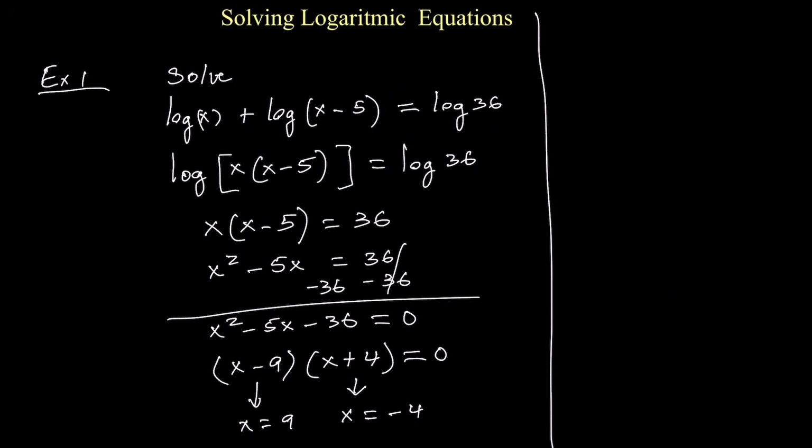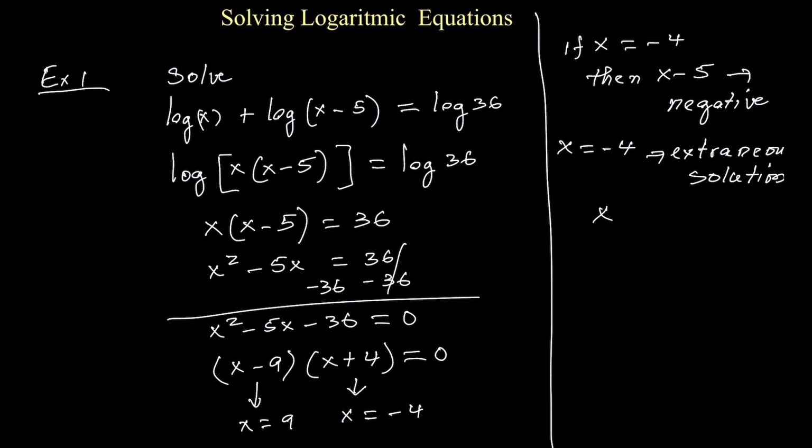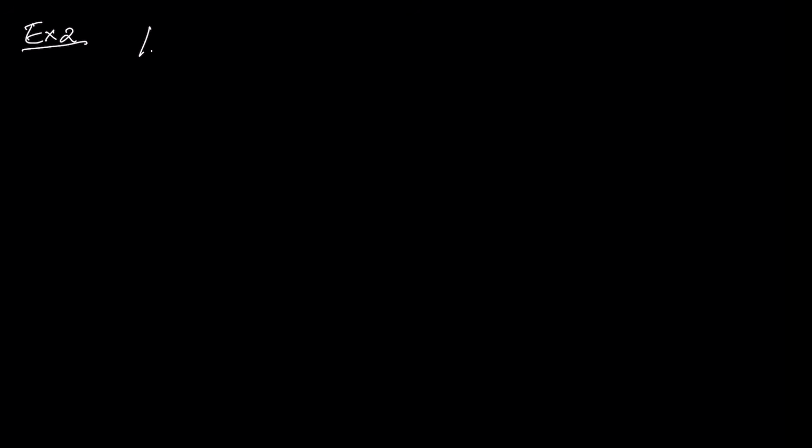Now check for extraneous solutions. Logarithms cannot contain negative numbers. If x equals negative 4, then x minus 5 would be negative. So that solution is extraneous. The correct answer is x equals 9.